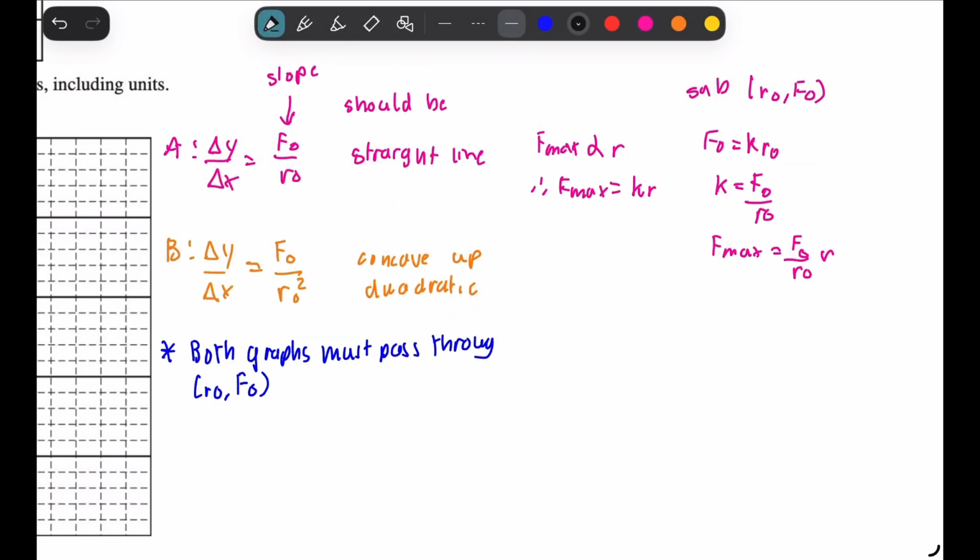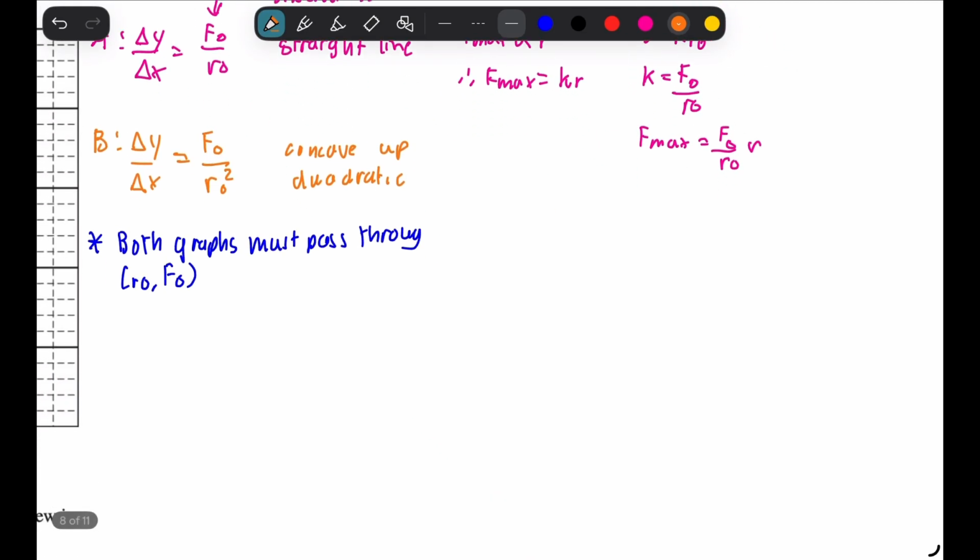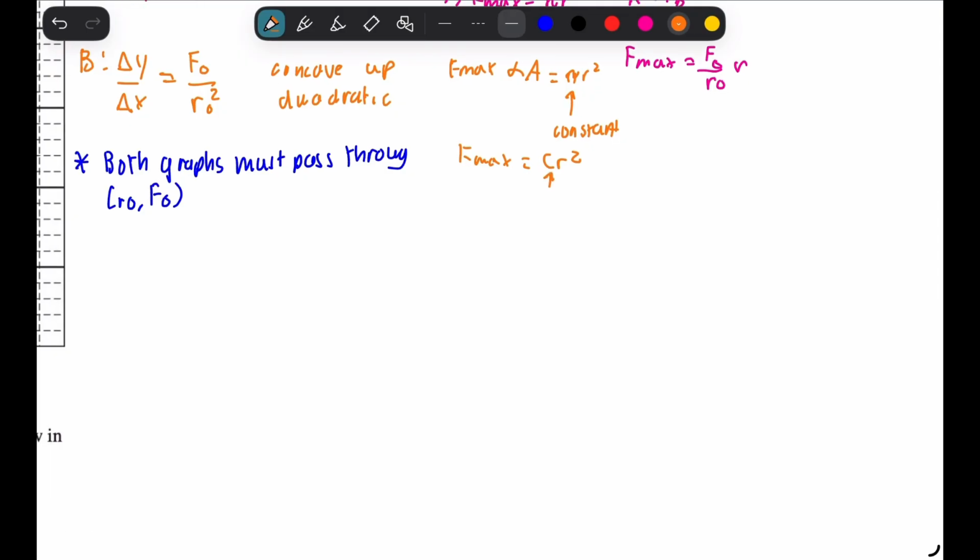Now for graph B, we are going to have concave up and quadratic, as it should be according to the student. Well, we know that F max will be proportional to the area, which is equal to pi r squared. We know pi is going to be constant, therefore we could write F max is equal to c r squared. We'll say that c is equal to a constant.